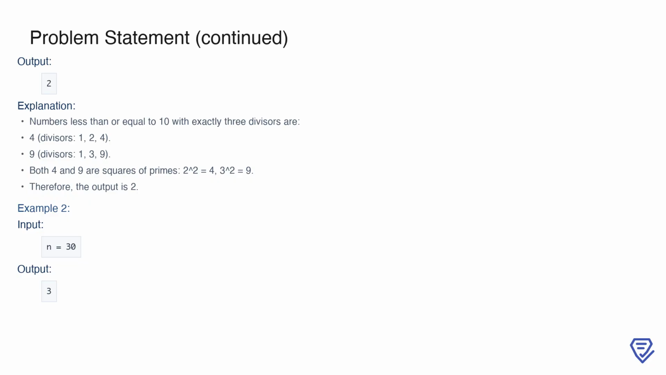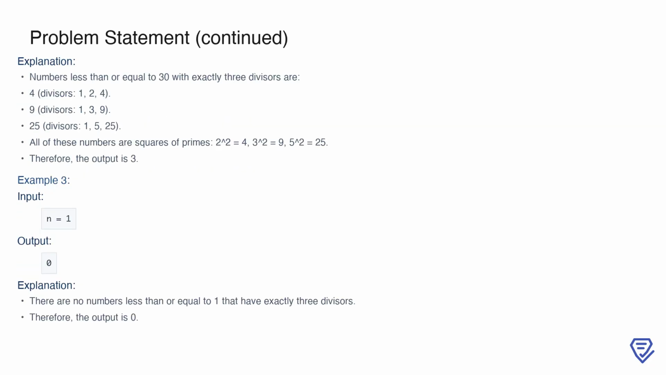In the second example, if n equals 30, the output is 3. This is because the numbers 4, 9, and 25 all have exactly 3 divisors. The reasoning is similar: 4 is 2 squared, 9 is 3 squared, and 25 is 5 squared. Thus, the count is 3. Continuing with the second example, we can see that the explanation holds true for all numbers less than or equal to 30 that have exactly 3 divisors. Each of these numbers, 4, 9, and 25, satisfies the condition of being the square of a prime number.